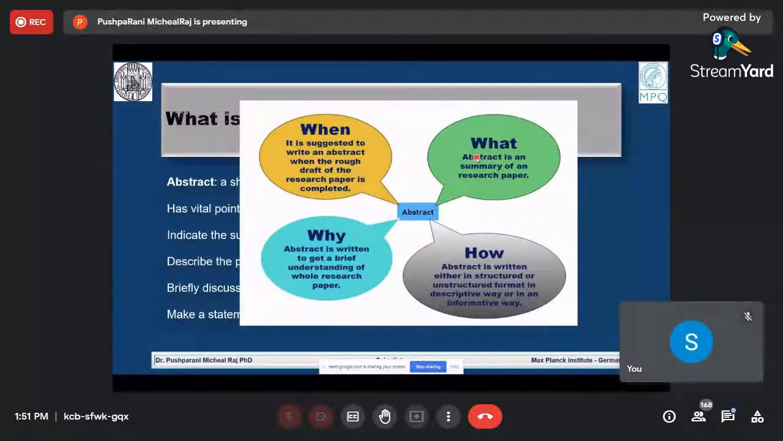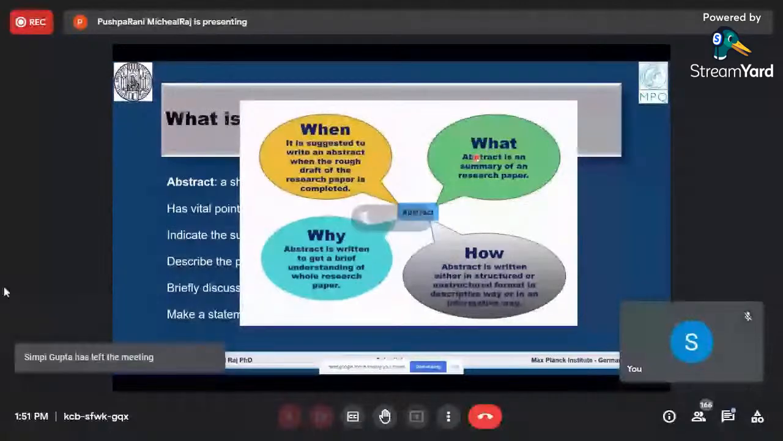It is a study of the whole paper. And what is written there? Quickly, I start with the motivation. And how it is written? It has two forms, either structured or non-structured. So this is all about accuracy.